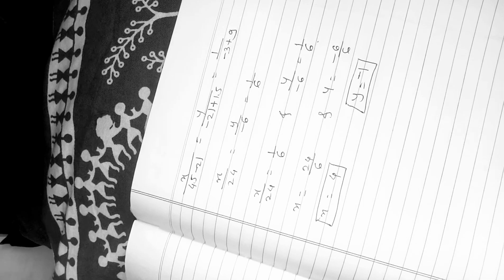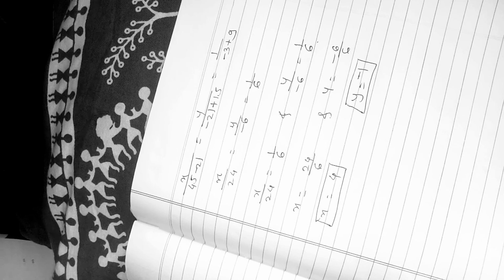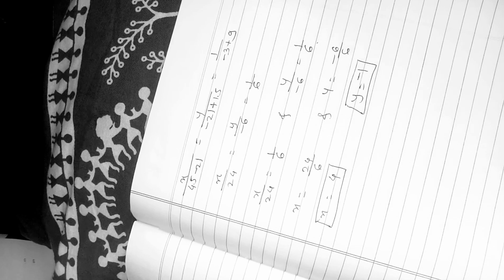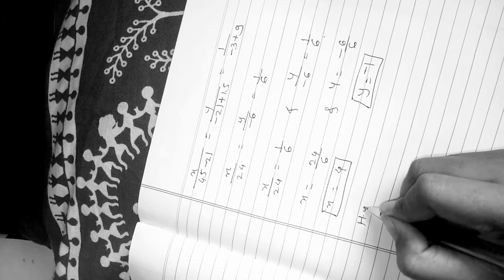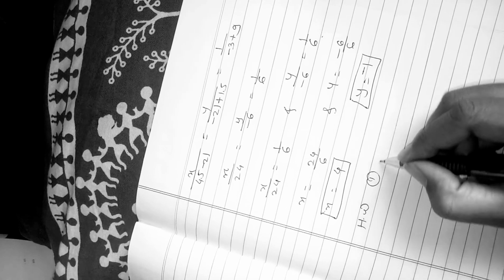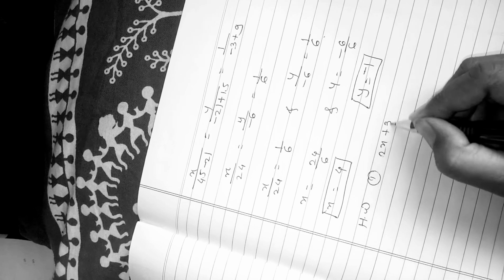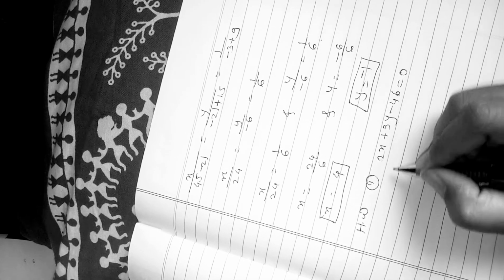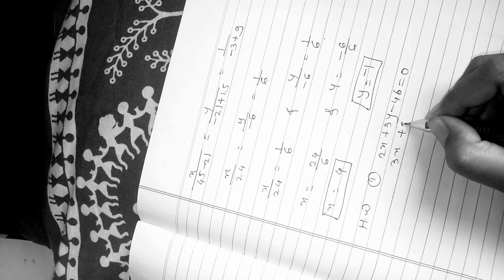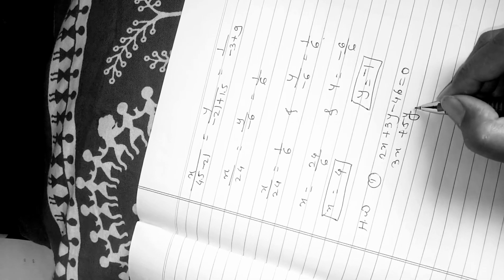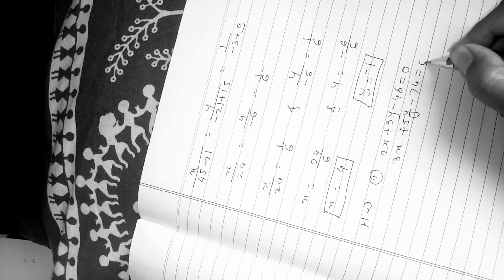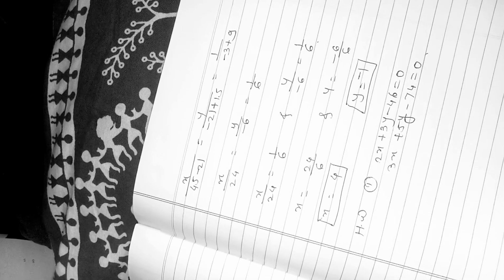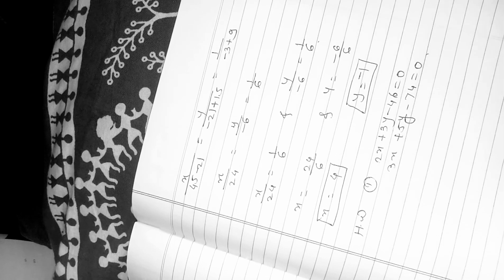I give you one example for homework. Write the homework example: 2x plus 3y minus 46 is equal to 0, and 3x plus 5y minus 74 is equal to 0. Solve this example by using cross multiplication.